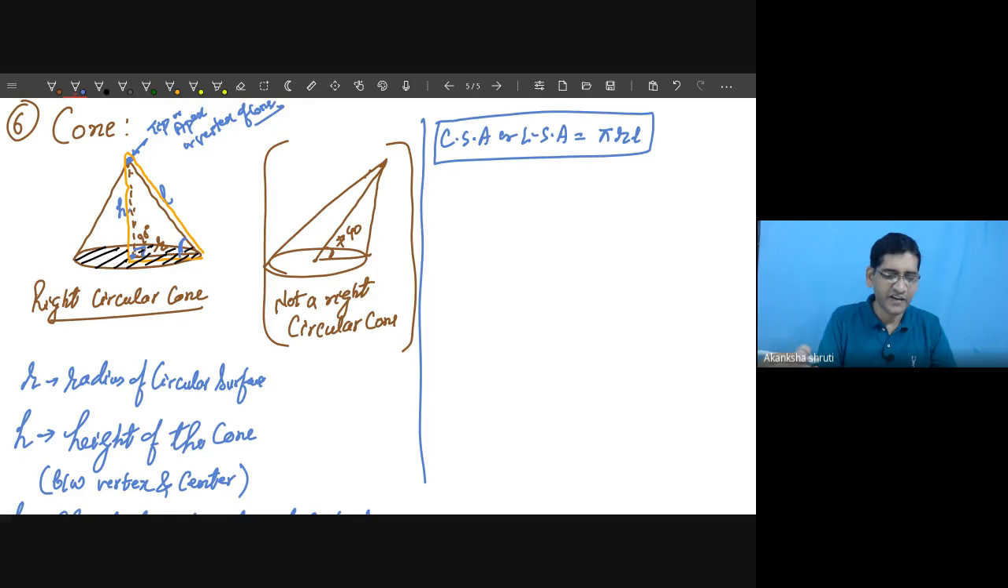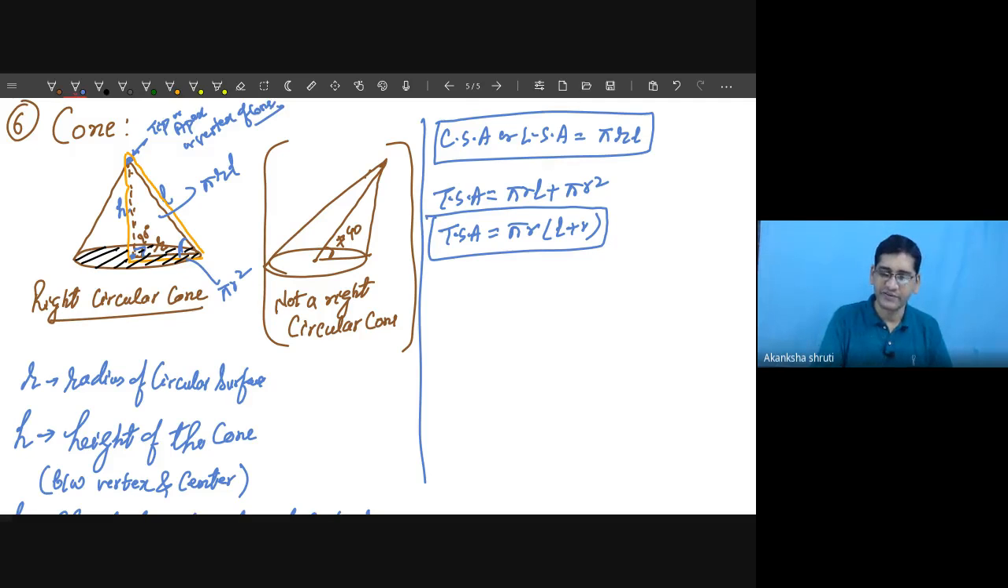For getting the TSA, or the total surface area, how can we get it? In this, we need to add the bottom one, meaning pi r square. This area is our pi r square. The area we have just written is our pi r into l. So TSA is obtained by adding pi r l with pi r square. You may take the common factor outside: pi r out, l plus r, or r plus l. Get it?